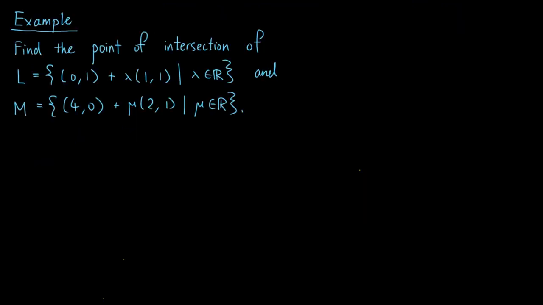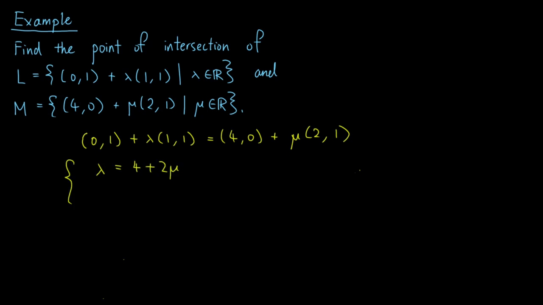Let's end this video with an example. We want to find the point of intersection of two lines L and M, which are written as vector equations. To do so, we equate the two expressions for the two lines to get (0, 1) plus lambda (1, 1) equals (4, 0) plus mu times (2, 1). By equating the corresponding components, we get that lambda equals 4 plus 2 mu and 1 plus lambda equals mu.